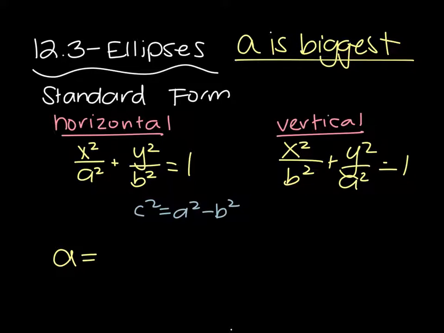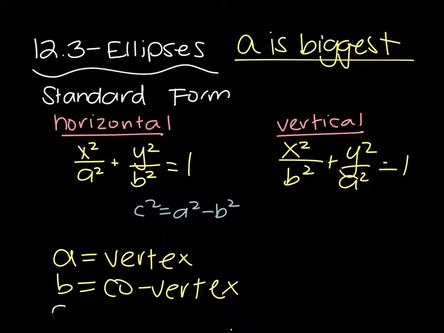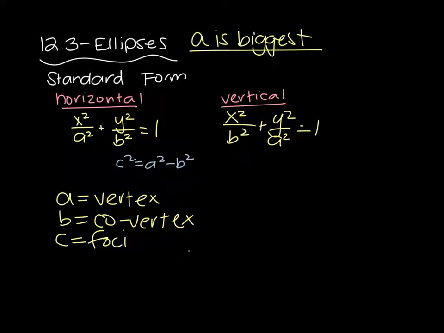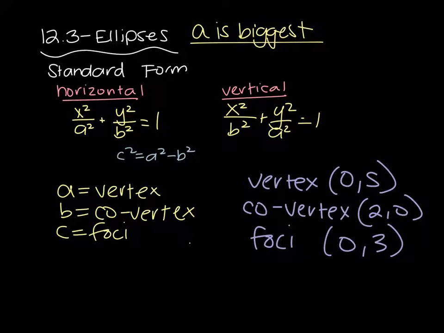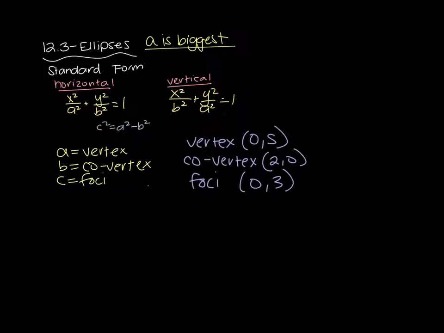A is the number other than 0 that you get from the vertex. The B is the number other than 0 that you get from the covertex, and the C would be from the foci. Again, the number other than 0. So if you got that the vertex was 0, 5, the covertex was 2, 0, and the foci is 0, 3, then this is my A, and it's not going to make sense.